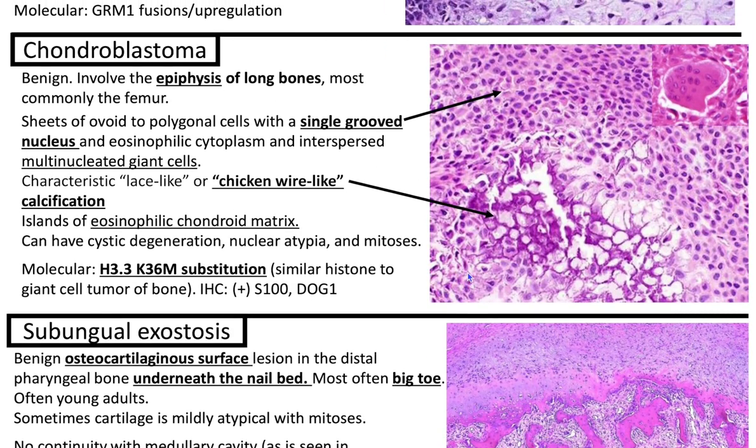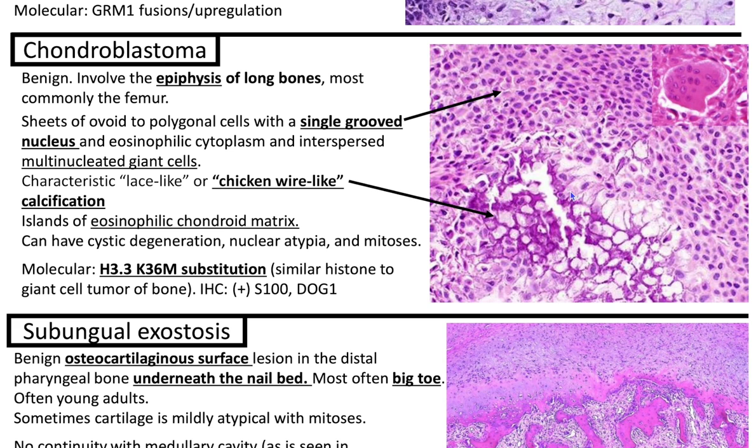Chondroblastoma. This is benign. It involves the epiphysis of long bones, most commonly the femur. I got this once on my quiz, and fortunately I got it wrong at that time, but now I won't. You'll have sheets of ovoid to polygonal cells with a single grooved nucleus and eosinophilic cytoplasm, and interspersed multinucleated giant cells, as you can see here. But the most IPR, instant pattern recognition, that you want to look out for is these chicken wire-like calcifications you see here.